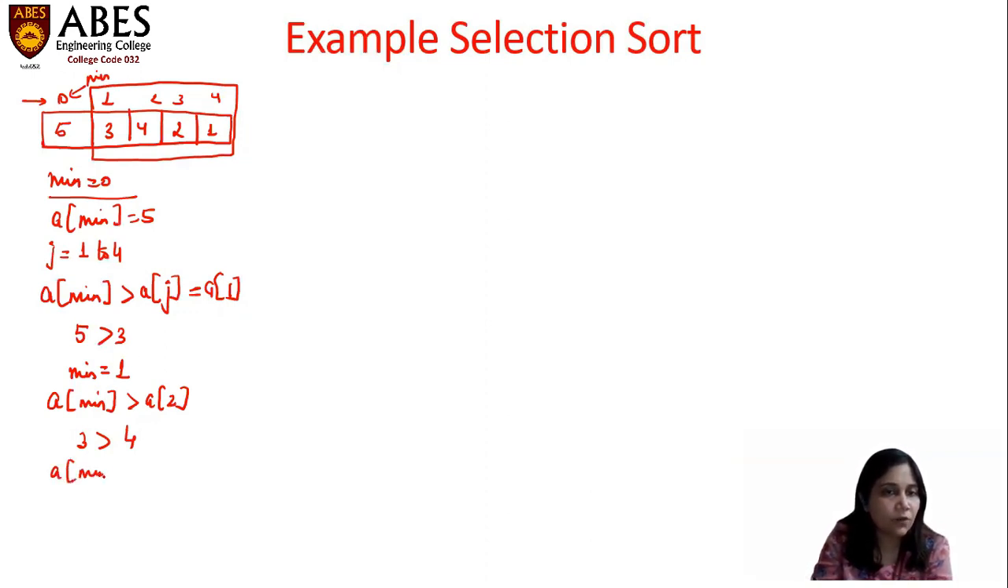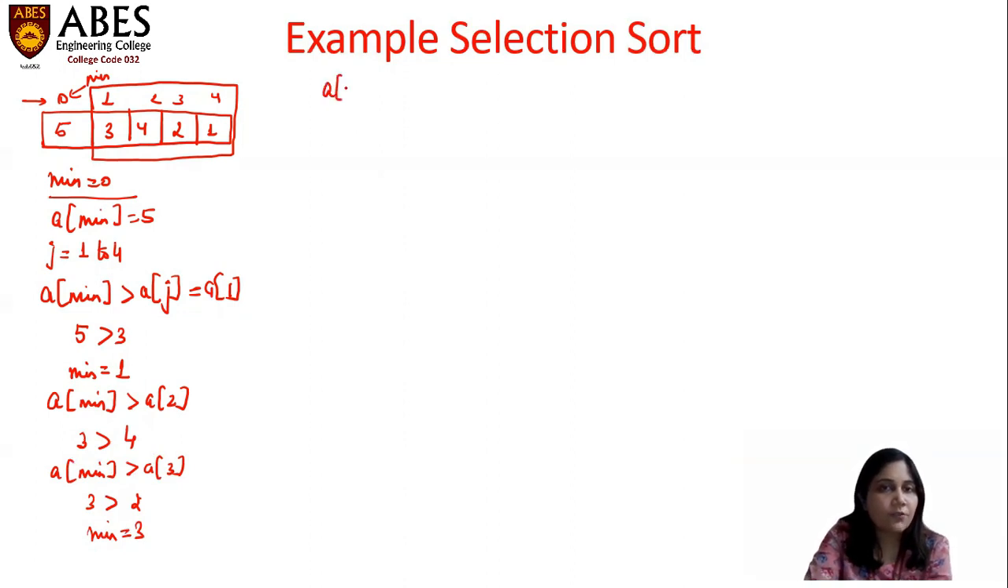Again, I will be checking for A min is greater than A of 3. A min is what? A1. A1 is what? 3. Still the same. A3 is what? 2. Okay. So now 3 is greater than 2, condition is true. If it is true, then you have to change the minimum, and now my minimum will become 3. Earlier it was 1, but now it has been changed to 3.